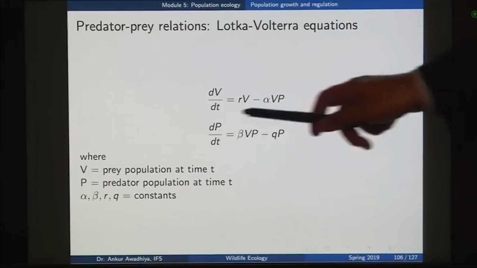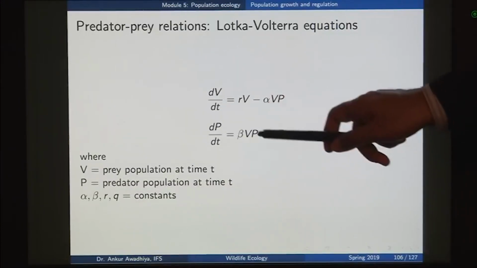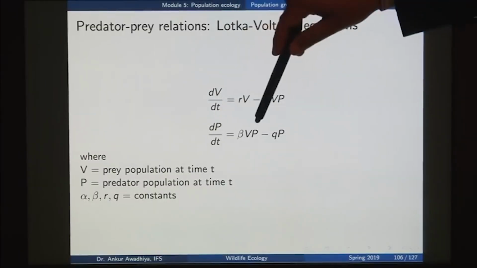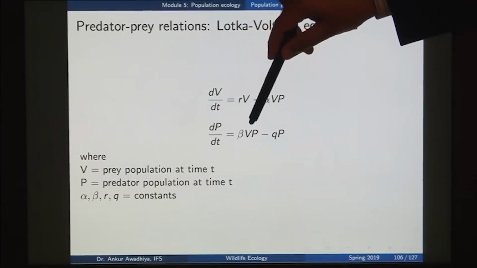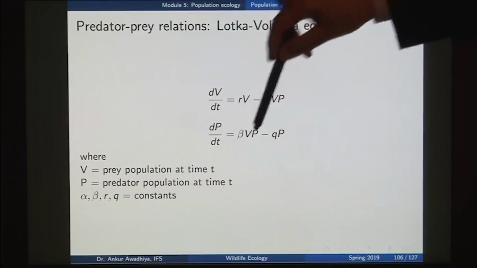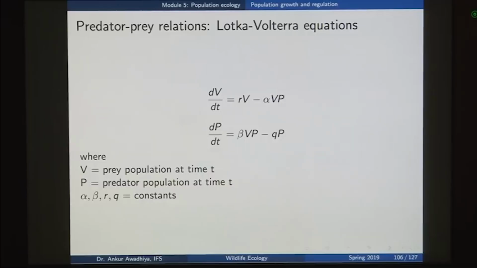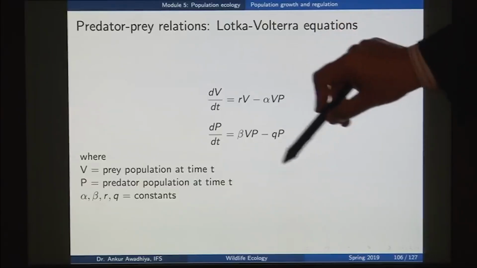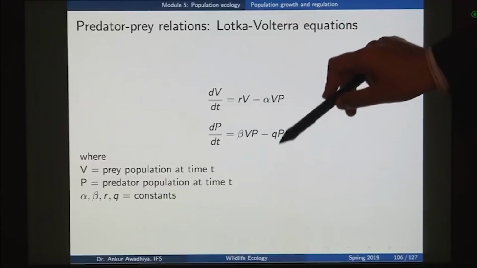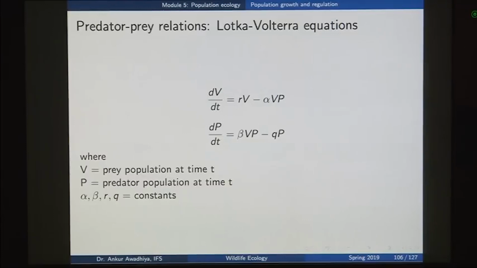Whereas the rate of growth of the predators will be given by beta into V into P. Now, it is dependent on the number of predators, but it is also dependent on the number of prey, because if you have more prey, you have more food for the tigers, and so the rate of growth of the tiger population will be more. And you have minus q into P. So, this q is the death rate of the tigers, and P is the number of tigers.